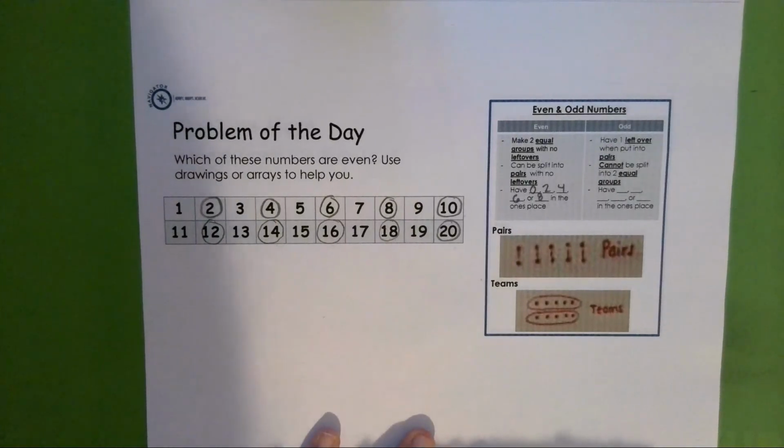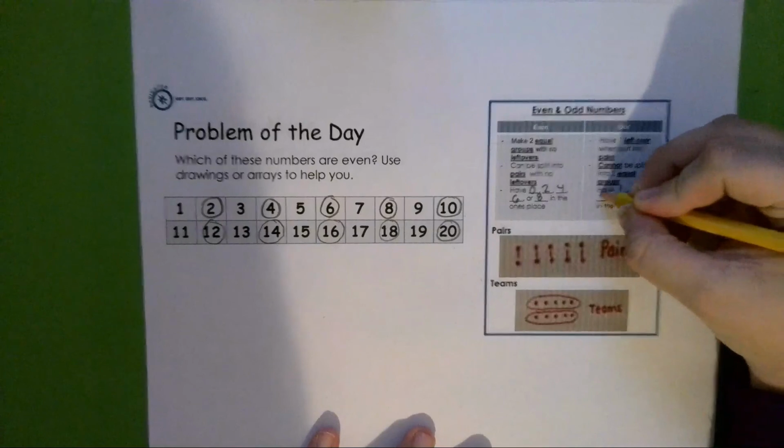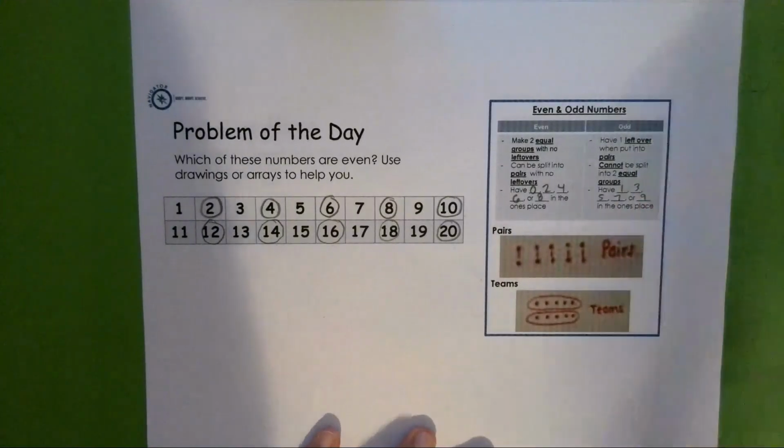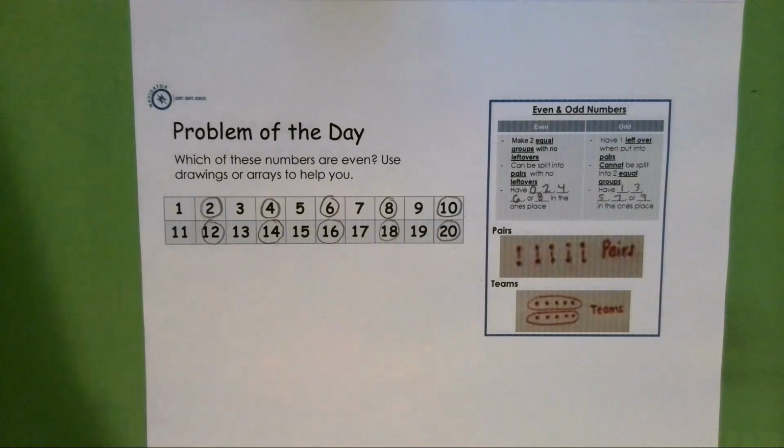What about the numbers that we didn't circle? I bet you said those are odd numbers. What do you notice about those numbers? Say your answer out loud. I bet you said you noticed that they have 1, 3, 5, 7, or 9 in the ones place. So you can use that pattern to help you figure out if a number is odd or even today.